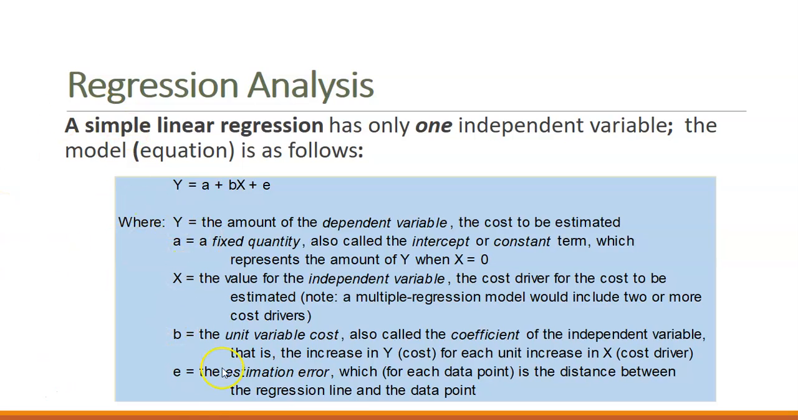And then E is our estimation error, for which the data point is the distance between the regression line and our data point.